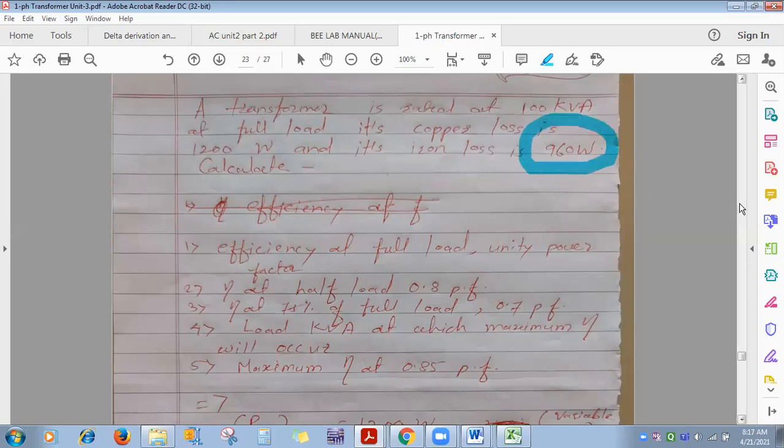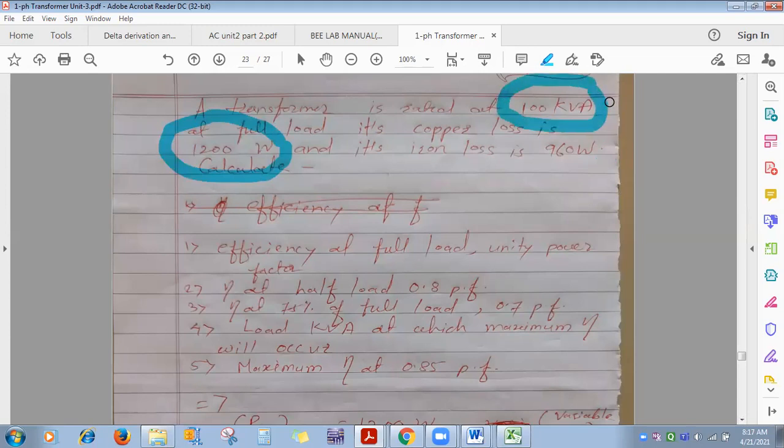So for whatever the load, iron loss value always please take 960 watt. But what about copper loss? Only the full load copper loss is given to you, 1200 watt. Full load KVA rating is given to you, 100 kVA. As load changes, KVA rating changes. As load changes, copper loss changes. But iron loss is constant.